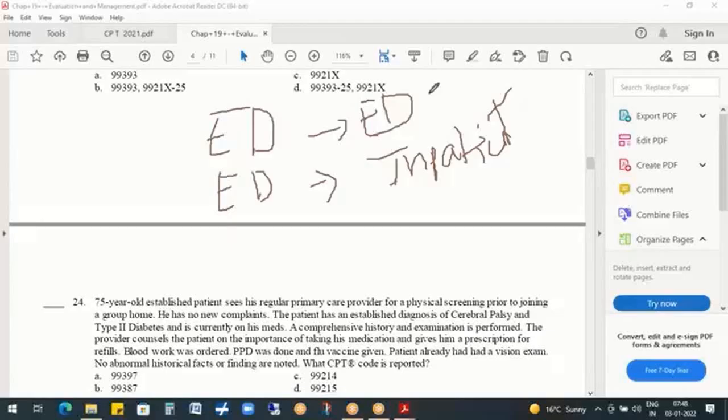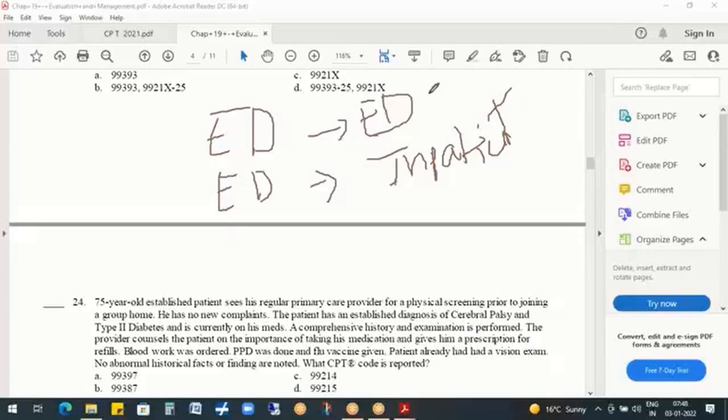Next point. If 3 out of 3 key components are not from the same level, I will explain all these points. Write down this. If 3 out of 3 key components are not from the same level, code to the lowest level.